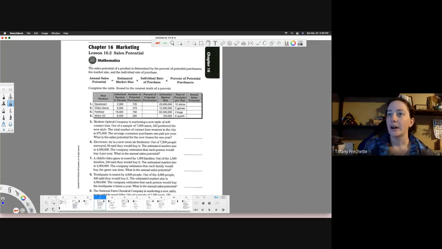All right, let's go ahead and read this summary here. The sales potential of a product is determined by the percent of potential purchasers, the market size, and the individual rate of purchase. So we have three pieces there. The estimated market size is how many things we anticipate we will be able to sell, and it's estimated based off of other statistical data that we've been given. Individual rate of purchase: how often will someone be buying something? Percent of potential purchasers: how many people that were surveyed would say they would actually buy this thing.